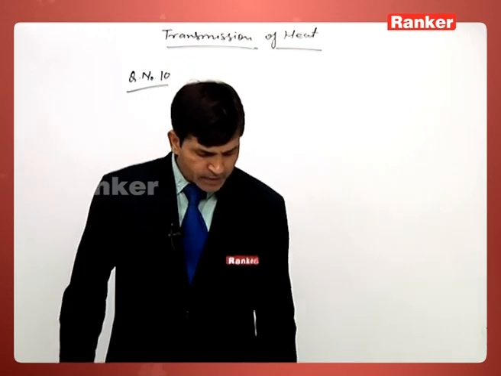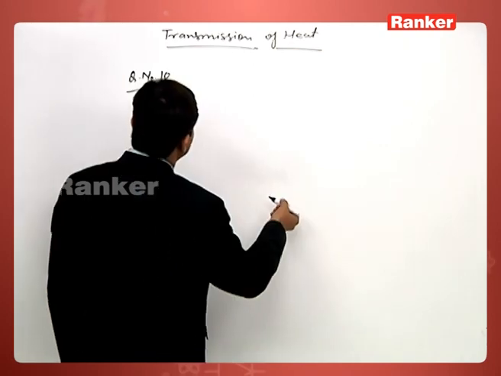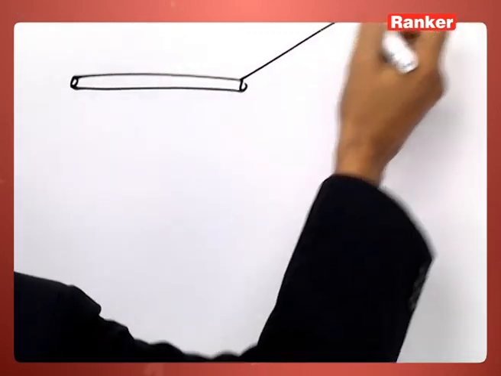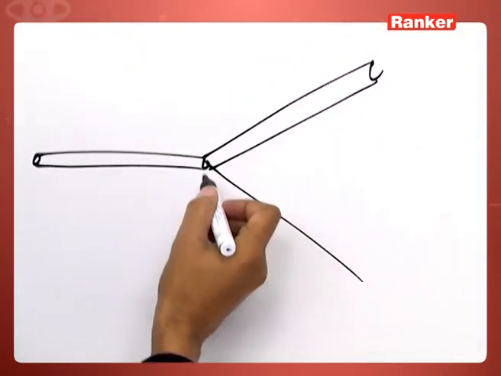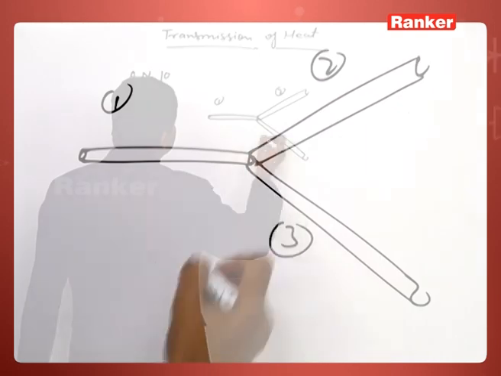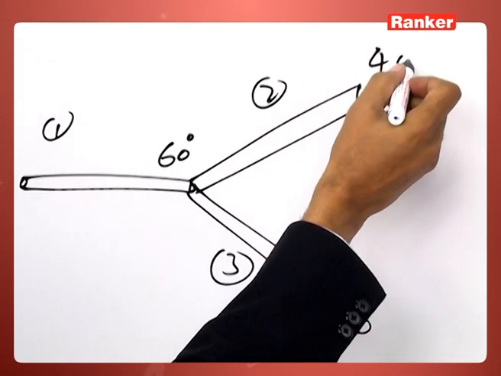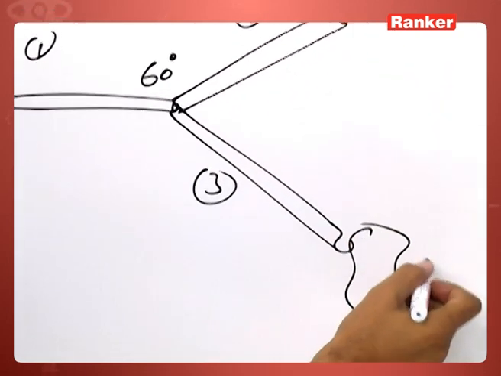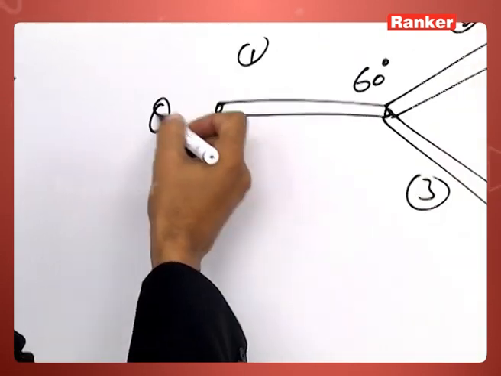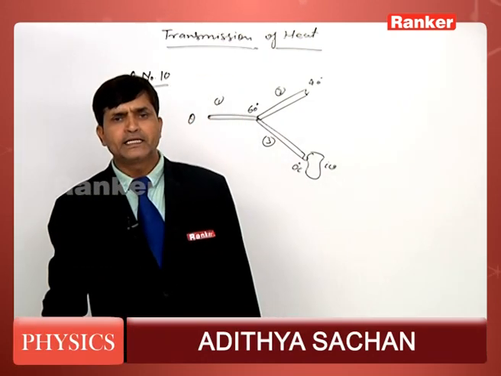Now see, as per the given information, we have 3 rods, one rod like this, another this, and the third rod is this. This is rod number 1, 2, and this is 3. The temperature of this junction is given as 40, this is 60, this is 40 degrees, and here ice is there at 0 degrees Celsius. This temperature is not given, theta. Here we have to find the rate of flow of heat. All are identical rods.